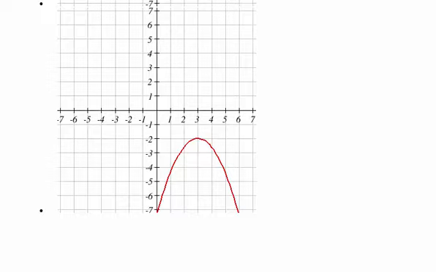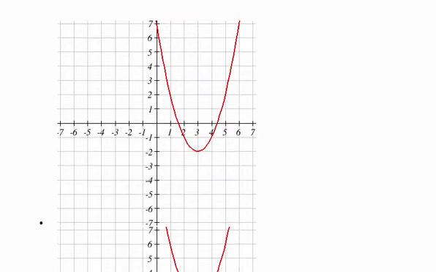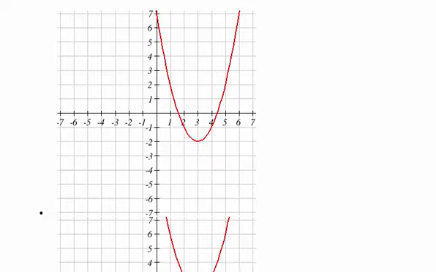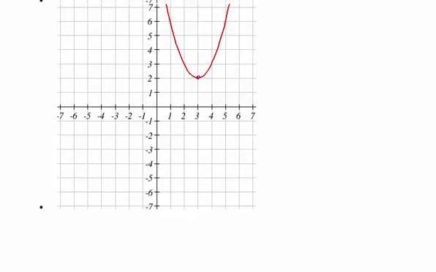The second graph opens downward, so that's definitely not it. The next graph, its vertex is at 3, negative 2, so that's not it. And then the last graph does have a vertex at 3, 2, and it opens up. So there must be one other thing that we could tell, maybe to determine which one of these two graphs is our answer.